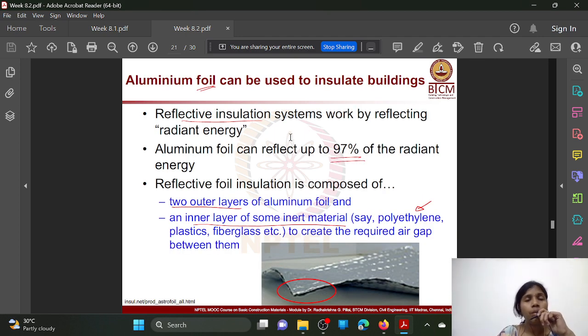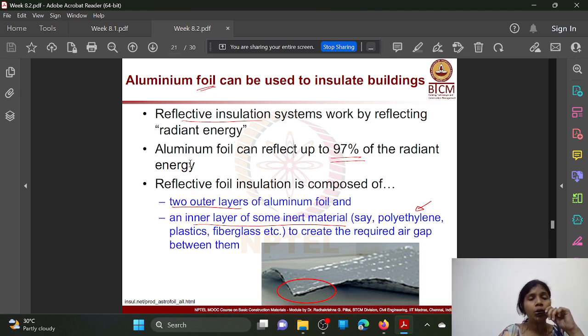And when you come to the uses of aluminium foil, you can find it in many places. Aluminium foil can be used as an insulation for buildings because it has more reflection. A reflective insulation system works by reflecting radiant energy, so the UV light will be radiated back. It will not pass through the building.